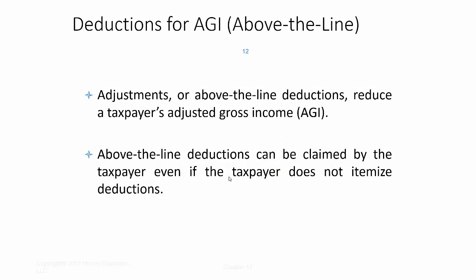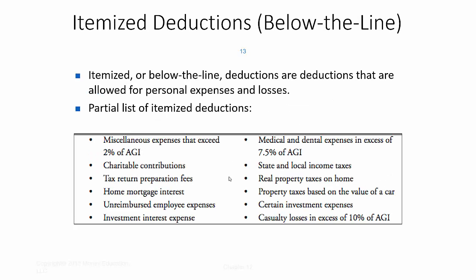Above the line deductions reduce a taxpayer's gross income. Above the line deductions can be claimed by the taxpayer even if the taxpayer does not itemize. This is a significant difference between above the line and below the line. So even if you don't itemize, you could still take your above the line deduction. But when it comes to the below the line deductions, it's either or. You either take a standard deduction or you have to itemize.